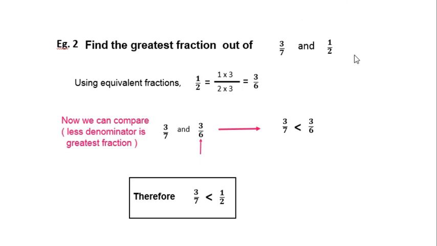You have another example here, 3/7 and 1/2. These denominators, you can see there is no relation, but for the numerators you have 3 and 1, so this half you can multiply by 3. You will get 3/6. So you can write like this using the inequality sign. 3/7 is less than 3/6. So we can write the final answer. 3/7 is less than half.